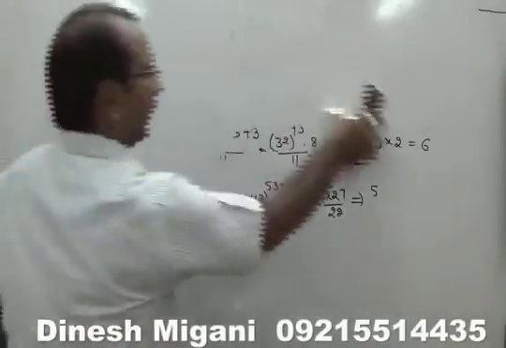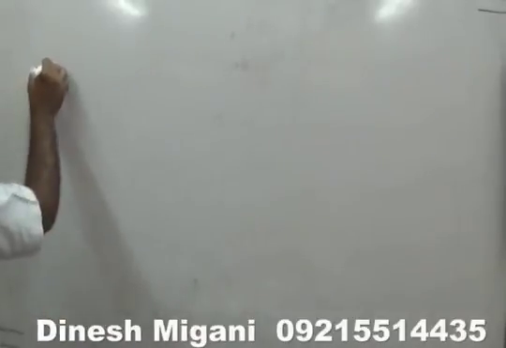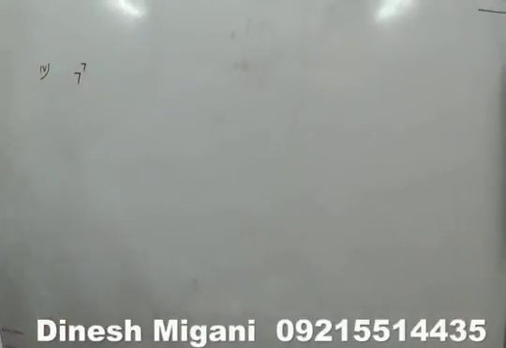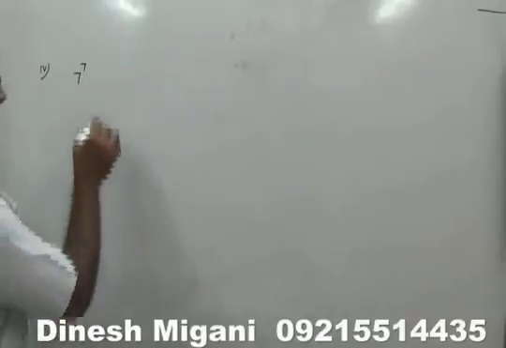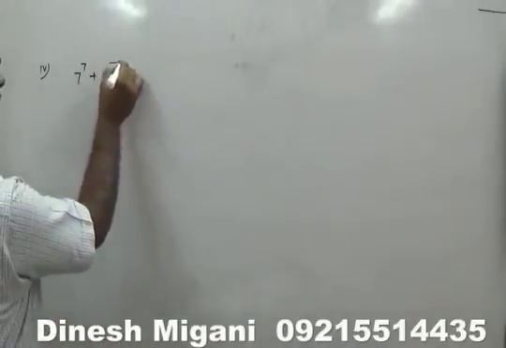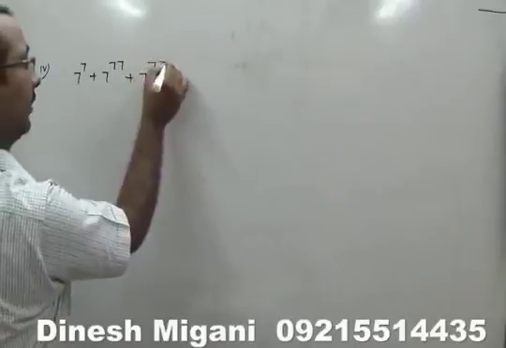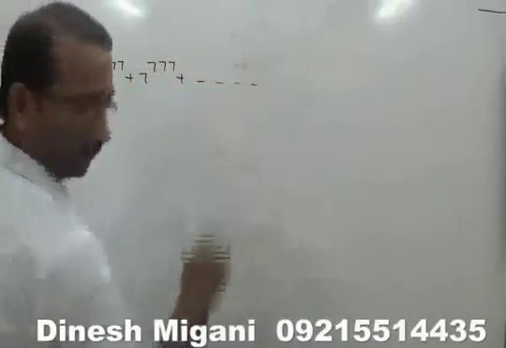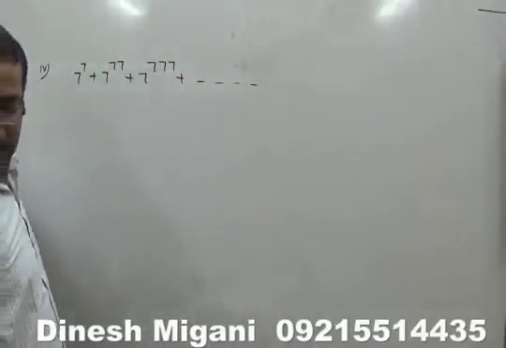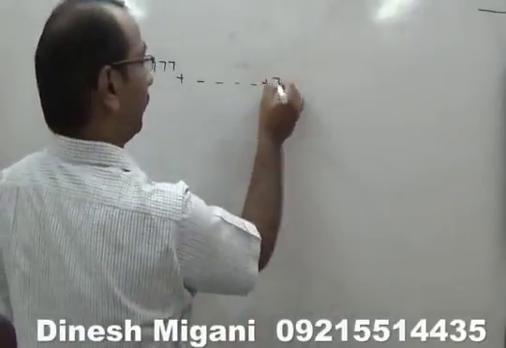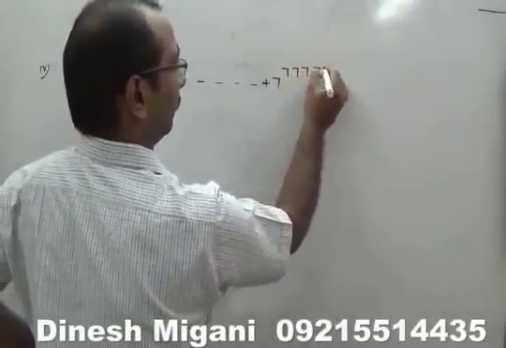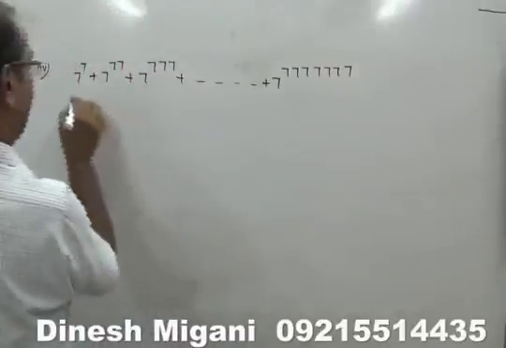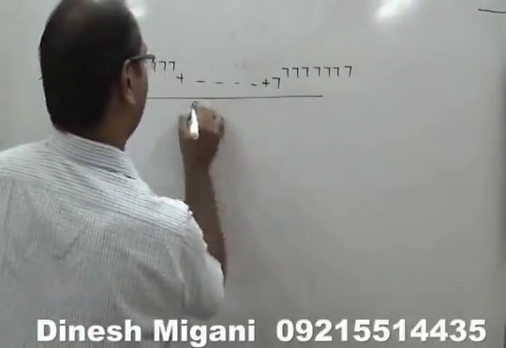Let us take the next problem here. That's our statement number 4. It is given that 7 raised to power 7 plus 7 raised to power 77 plus 7 raised to power 777, and this sequence goes up to 7 raised to power 7 times 7. It is given that we have to divide this number by 8 and find the remainder.